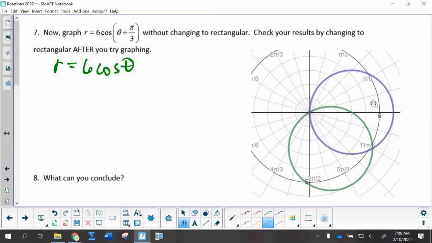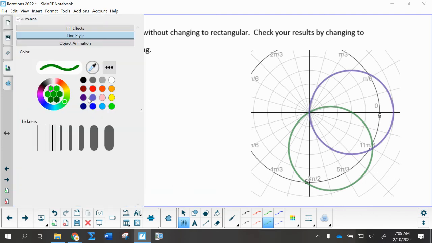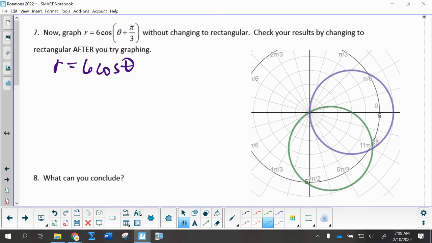Okay, so the original graph was this purple. I should have done my ink in purple. So my original graph is the purple one. And then the new one here, we rotated it clockwise, pi over 3. So then if you want to find the center of this new circle, the center was originally at 3, 0. Okay, so there's where the original is at.